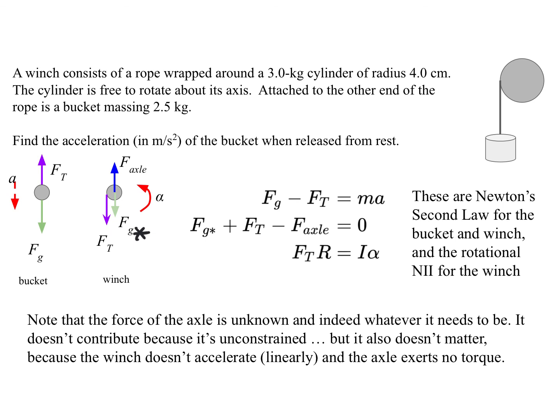Then we set up Newton's second law. Second law for the bucket says that gravity minus the tension is ma. Again, I've taken downward here to be positive because the acceleration is already known to be downward. And then I'll be consistent with that, it won't matter, that Fg star plus Ft minus F axle is 0. And then these are the linear versions. The rotational version is that tau net equals I alpha, but the only torque is coming from Ft, so Ft times R equals I alpha.